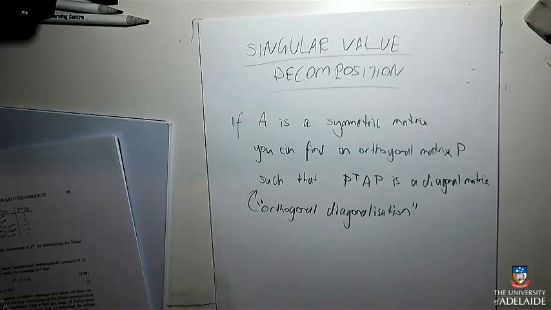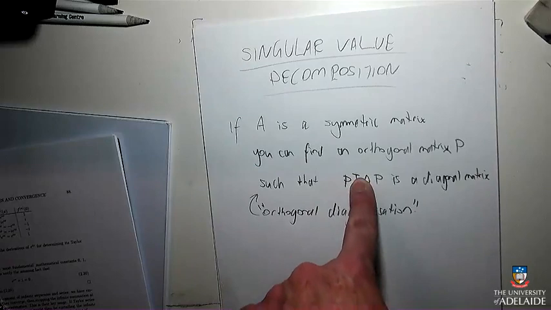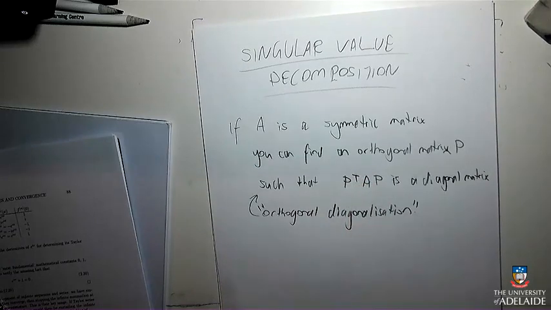Ordinary diagonalization has a -1 in this spot instead of a transpose. Orthogonal diagonalization has a T in that spot. And when we say orthogonal matrix P, we mean a matrix where P transpose is the same as P inverse.